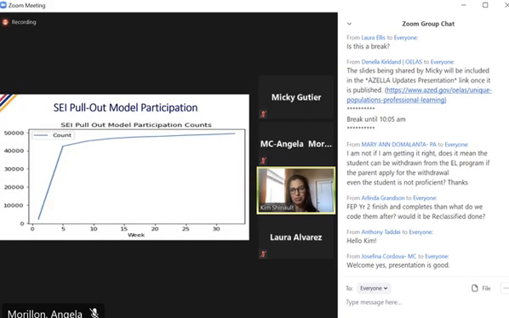Also, the SEI pullout model. This model is also a new model that is introduced this year, so I don't have comparison data for this model type either. But I did mention that over half of the students are participating in this model type, so you can see that the total number is just under 50,000 total students who have participated in this model at some point throughout the year.